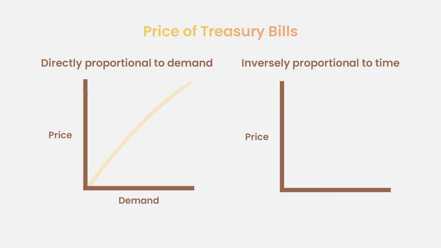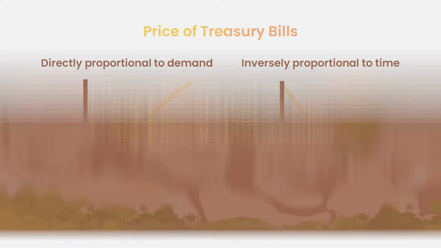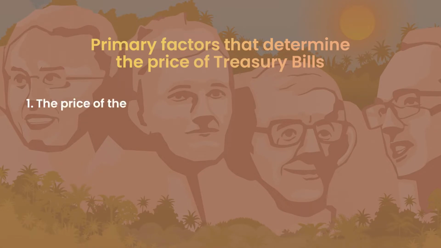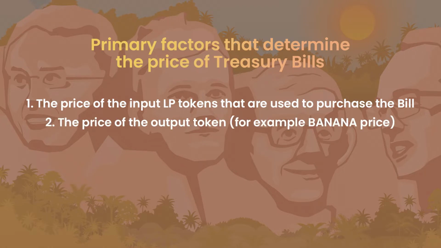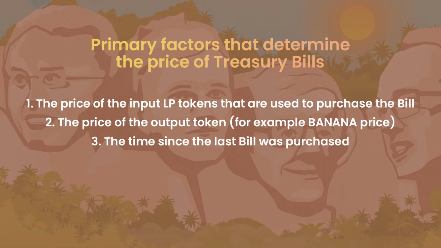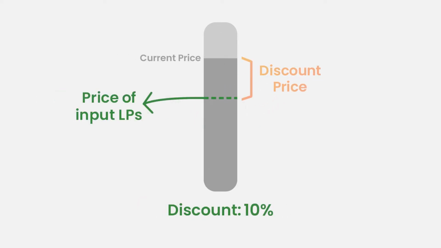So, Treasury bills are dynamically priced directly proportional to demand, and inversely proportional to time. Accordingly, Treasury bill pricing is determined by these primary factors: the price of the input LP tokens that are used to purchase the bill, the price of the output token, for example banana price, the time since the last bill was purchased, and demand for a specific bill. These factors combine to establish a discount on the output token, relative to the current market price on that output token. Discount amounts are constantly changing.